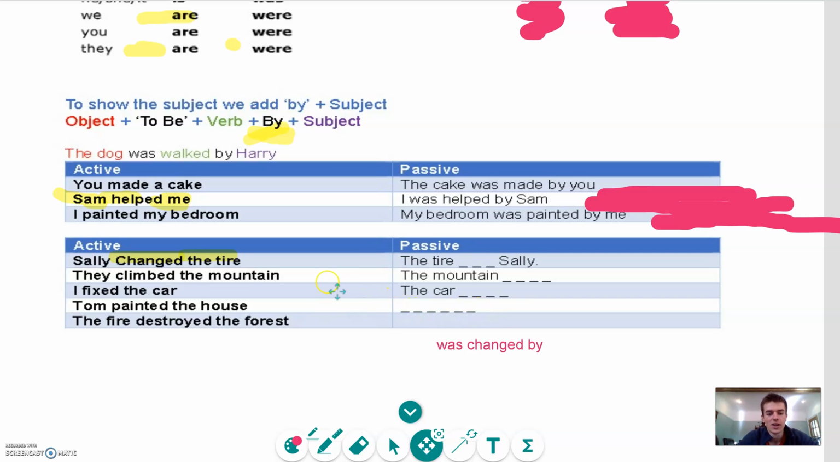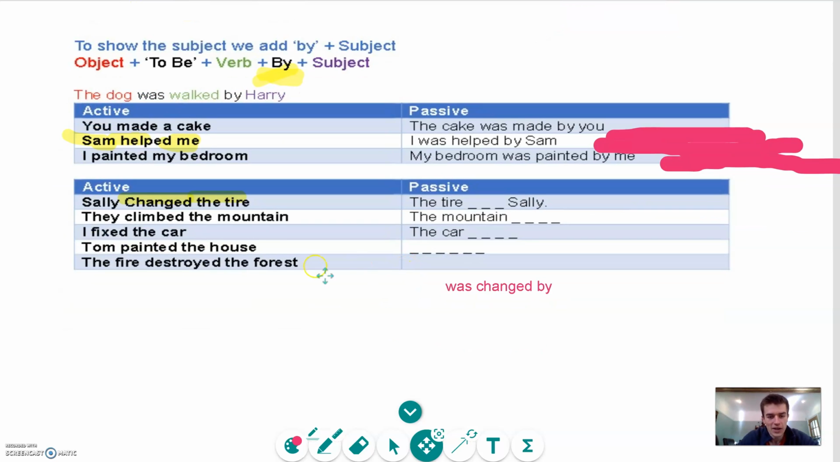The student will have to go: the house was painted by Tom. And finally we have the sentence where the student has to complete it all by themselves, and you give them help along the way. But the idea is the harder it gets, the more they can work for themselves and understand what they need to do.